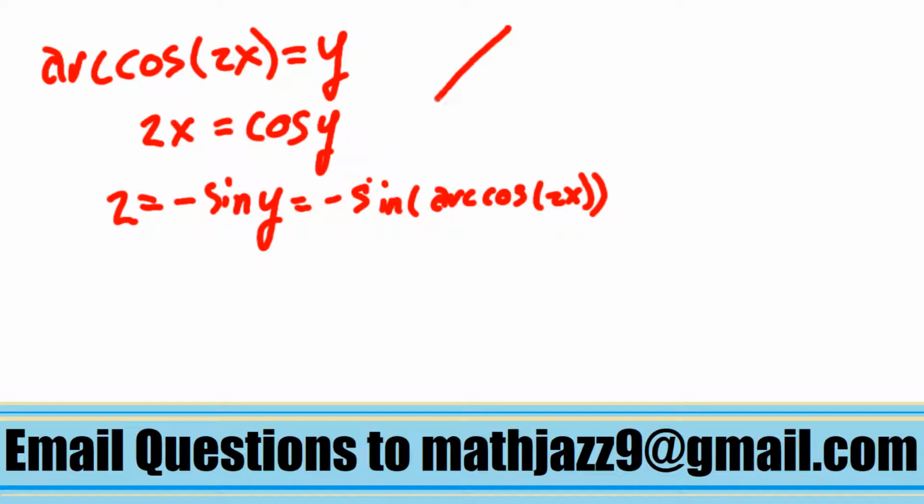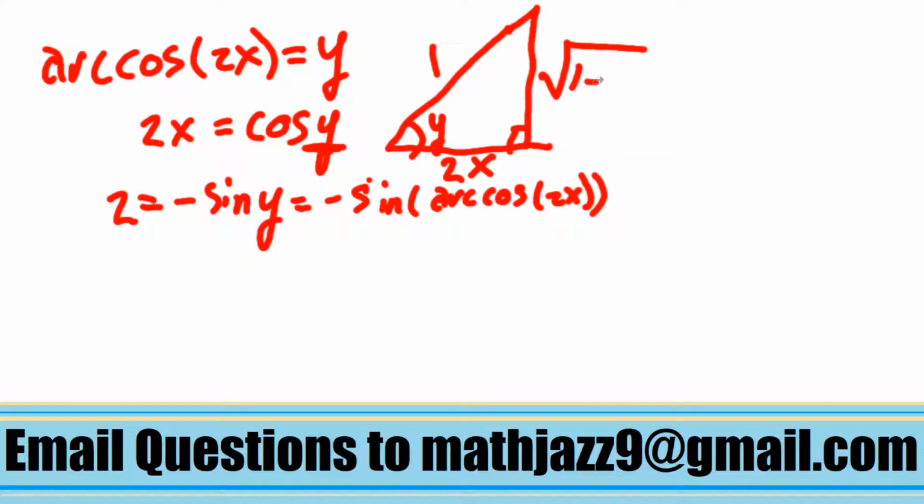So we're going to draw a triangle. The angle of this triangle is going to be y, because that's the angle in our equation here. We know that the cosine of this angle has to equal 2x. So we need to pick side lengths for 2 of the sides of this triangle to get the right cosine of 2x. Cosine is the adjacent over the hypotenuse, so we'll pick 2x for this side and 1 for the hypotenuse, and that'll give us the square root of 1 minus 4x squared on the other side by the Pythagorean theorem. So, since we want the negative sine of the arc cosine of 2x, that means that we want negative opposite over hypotenuse.